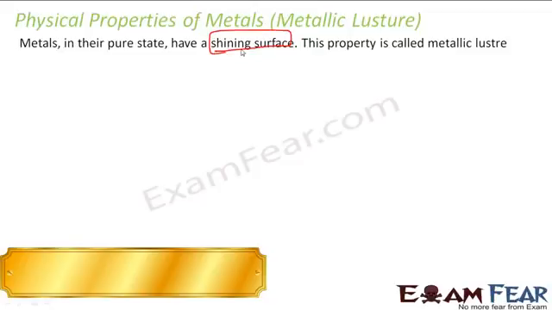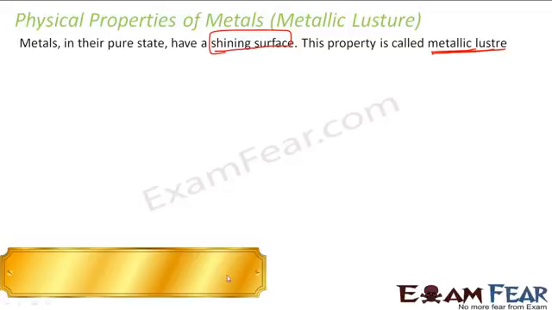Maybe there will be exceptions, because the main definition for metal is anything which loses electrons, right? So that is the main definition. We don't define metal based on the physical properties, but on the chemical property, and the chemical property is that anything that loses electrons. But when we have defined the metals, we observe that most of the metals have a shining surface. This property is called metallic luster. So if somebody asks you what is metallic luster, you can say that most of the metals in the pure state have a shiny surface.